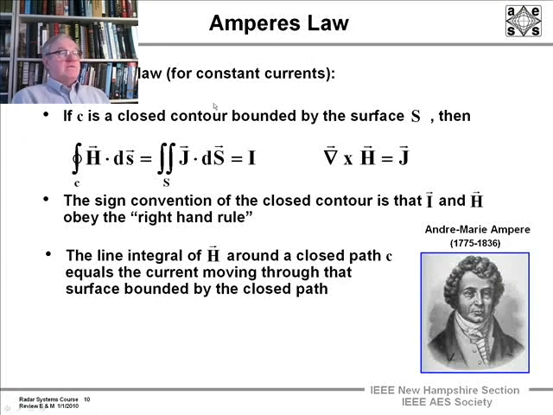And now on to Ampere's law for constant currents. If a closed contour is bounded by a surface, then the path integral over that closed contour of the magnetic field, the line integral, is equal to the surface integral over that surface of the surface current density. And that's equal to the current. Its differential equivalent is that the curl of the magnetic field is equal to the current density. And the sign rule between I and H is that they obey the right-hand rule. The line integral of H around a closed path C just equals the current moving through that surface bounded by the closed path.